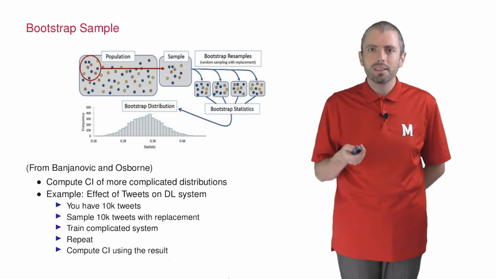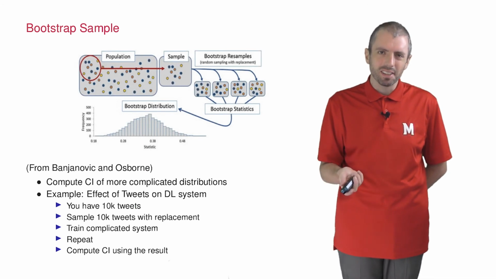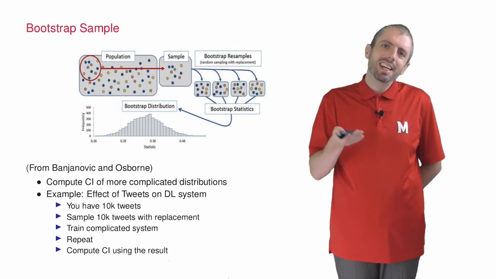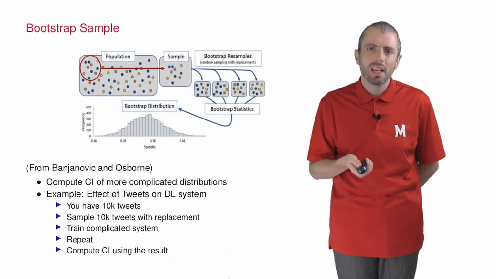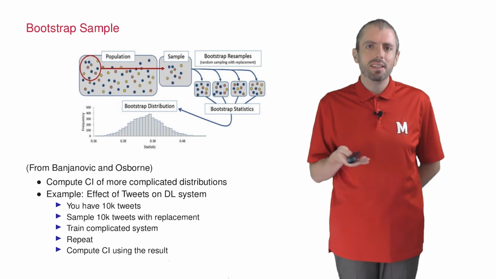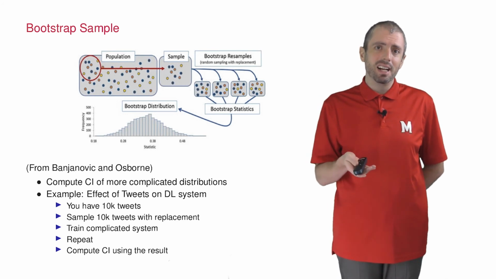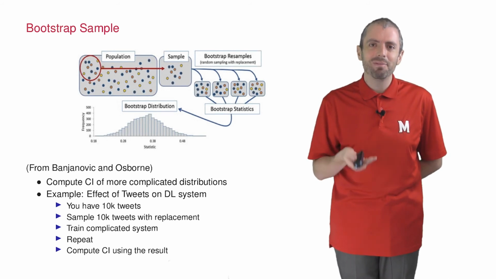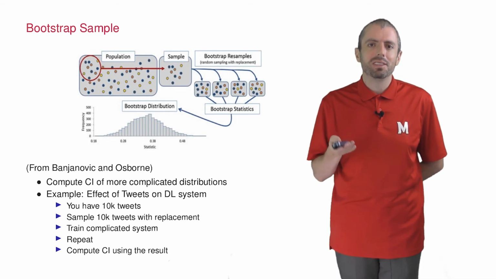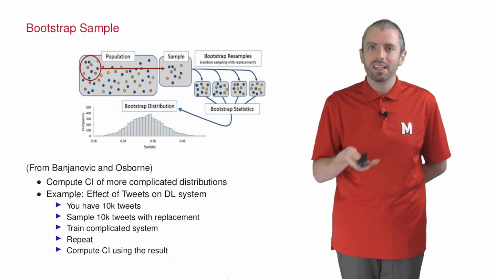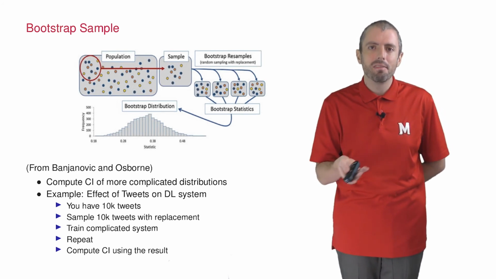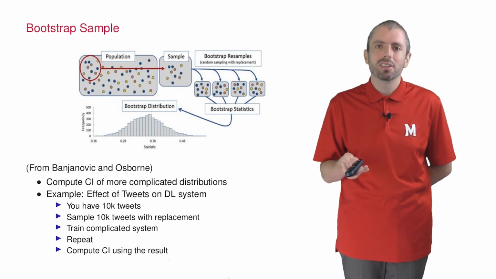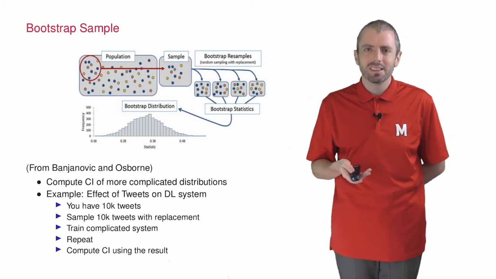Sometimes, though, you want to test the effect of one thing on another and compute a confidence interval based on that. Let's take an example from deep learning. Deep learning systems are dependent on the data that they're trained on. How they're related is complicated and non-obvious. You might reasonably want to see how sensitive your system is to the data. Let's say that you want to compute a confidence interval of the accuracy of a deep learning system trained on some collection of tweets for sentiment analysis or something like that.